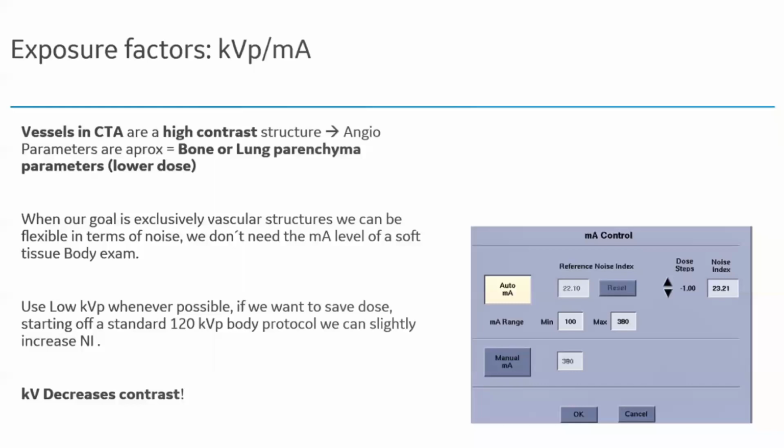kV, however, decreases contrast. What do I mean by that exactly? Well, the higher the kV, the more penetration power the X-ray beam has. And so contrast will not attenuate the beam as much, and it will appear less dense on your image. So when scanning an angio, you want to see as much contrast as possible. For this reason, it's best to use a lower kV, which will attenuate more and show contrast brightly on the image.